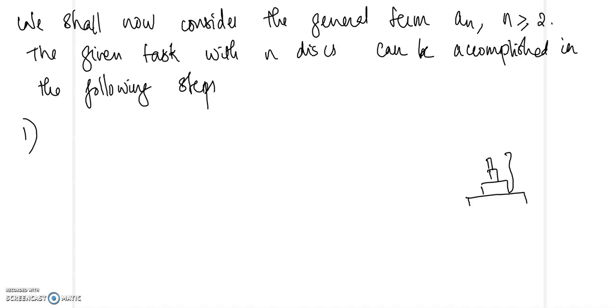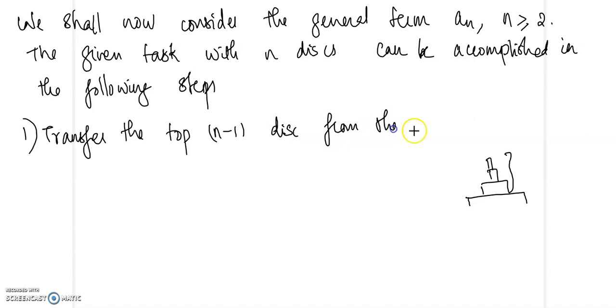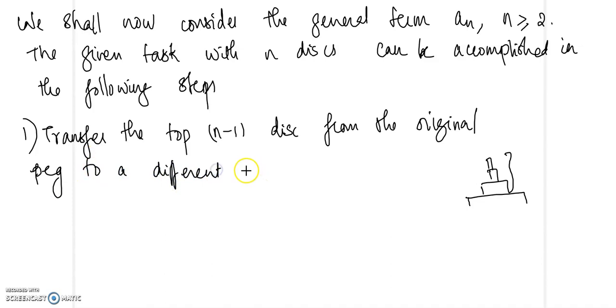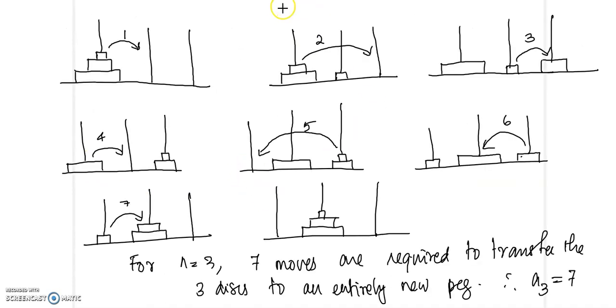So the first step is to transfer the top n-1 disks from the original peg to a different peg.